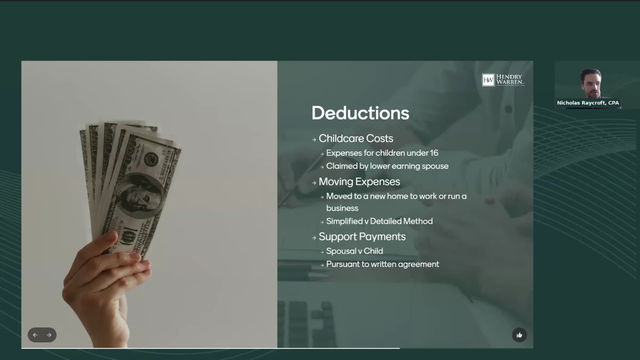Support payments are separated into spousal versus child support. Spousal support payments are deductible by the payer and included in income by the recipient, whereas child support is not deductible for the individual making the payment, and it's not included in income for the individual receiving the amounts. The important point with support payments is that they must be made pursuant to a written agreement. And so it's important, when spouses are separated, to have it documented as to what amount is being paid is considered spousal and what amount is considered child support, because there is a different tax treatment for each of those types of payments.